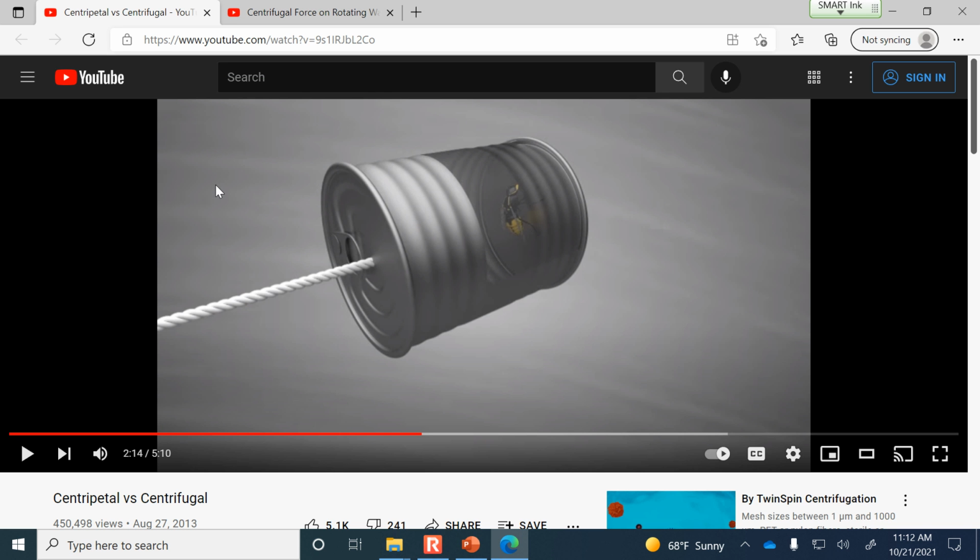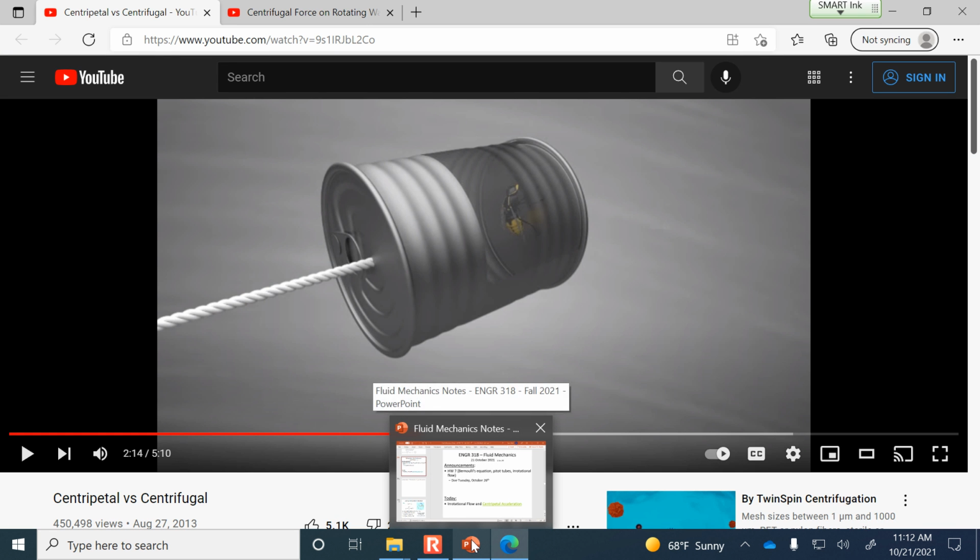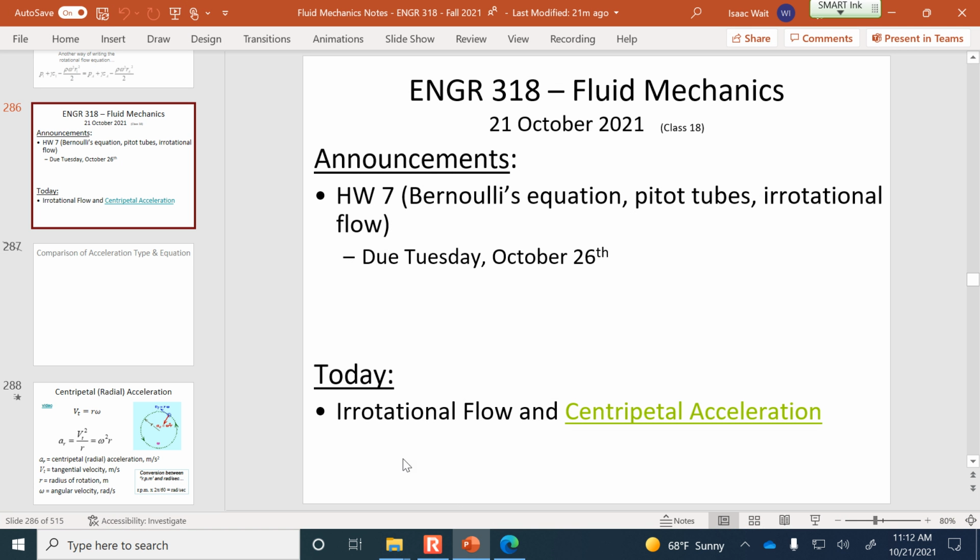It may be a little bit unnecessarily complicated when he starts talking about the force inside the can. I'm not sure why he put a fly, or I guess that's maybe a yellow jacket, in the can. But hopefully that visualization gives you an idea of where the centripetal acceleration arises. And let me show you one more little video for now.